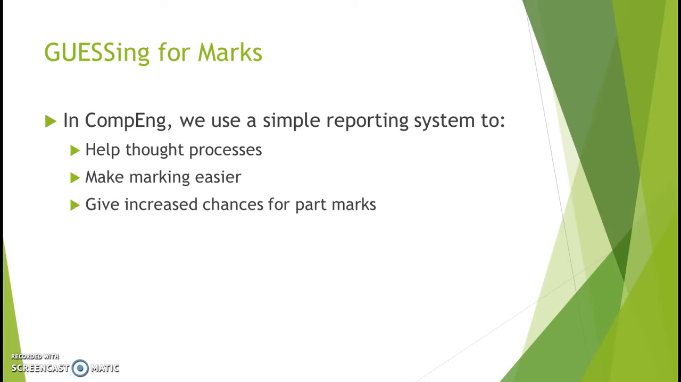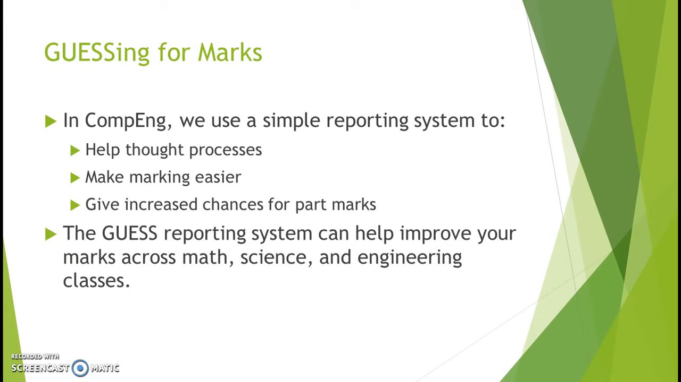What's that process? Well, we can call it guessing. And guessing is a way to increase the marks that we get when we report the results for mathematics problems. It's really pretty simple. It has three main benefits. It helps us with our thought processes. It makes marking easier for our teachers and instructors. And it increases the chances that we can be given part marks when we get the answer wrong. If you apply the guess process, it should be able to improve our marks across math, science, and engineering.